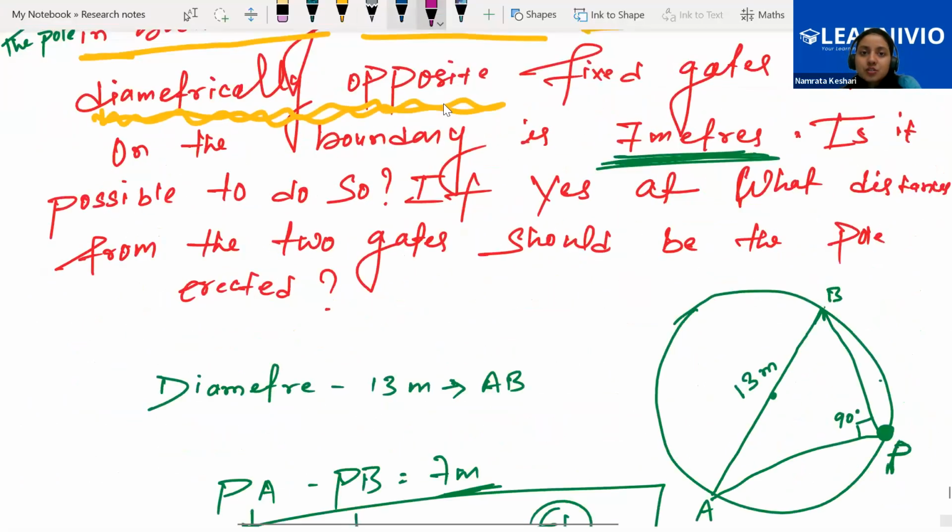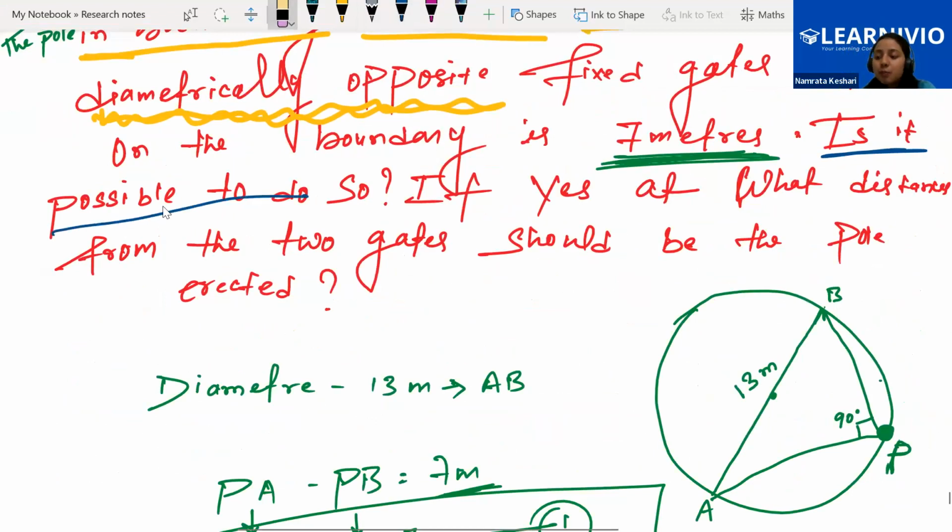Okay. And whenever we have such a question, the question which is mentioned over here, that is, is it possible to do so? Whenever it is asking about the possibility, that means we will be checking the discriminant first. Go and check the discriminant, whether it is case 1, case 2 or case 3. Because if it is case 3, the roots will not be real numbers, and only then will we say that it is not possible.